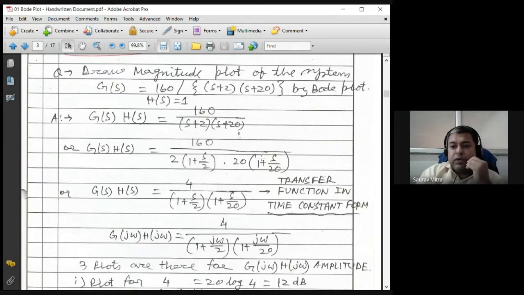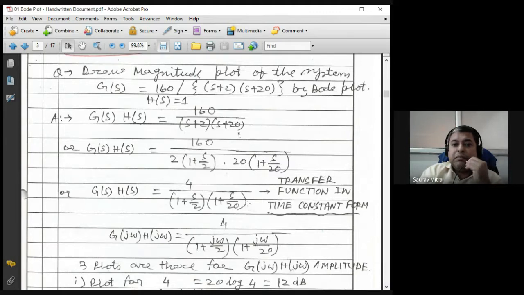So first job in a Bode plot. Now we have actually started solving some numericals officially. This is the first numerical we are solving officially. The complete numerical we will solve. So whatever is given is not a time constant form. What is a time constant form?